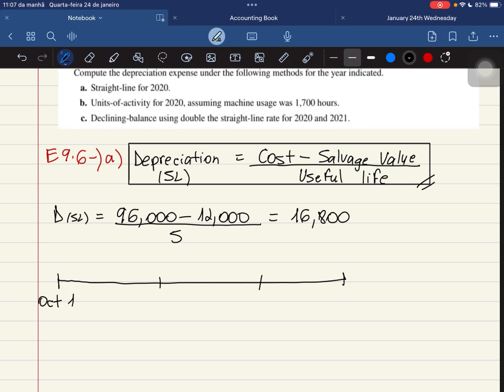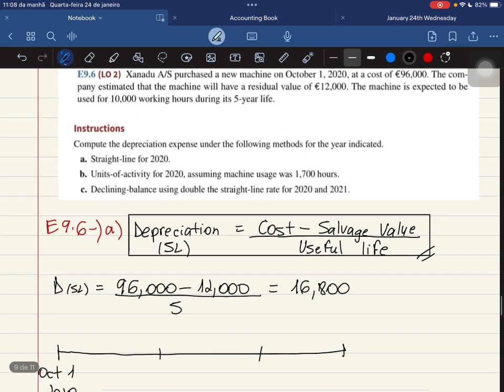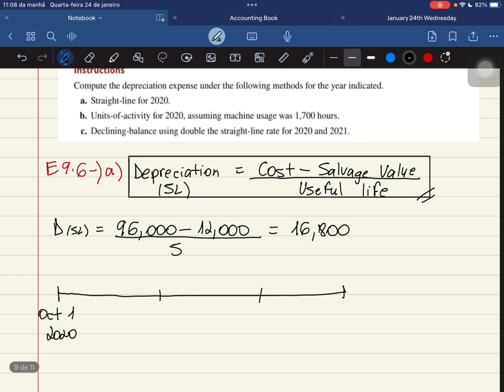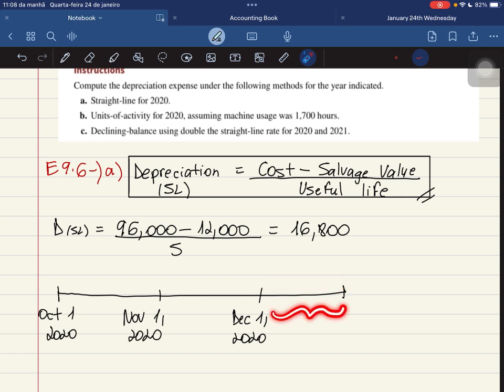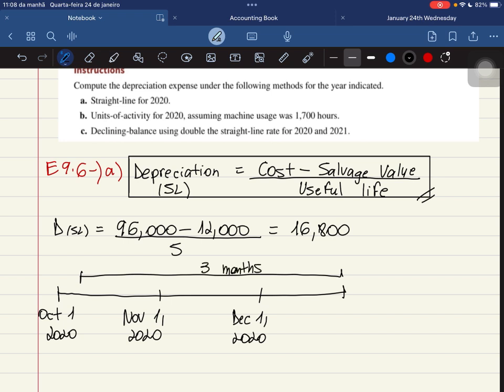We bought the machine on October 1st of 2020, right? So we have to calculate the depreciation until the end of the year 2020. So it would have October, November, and December, right? But since we bought it on October 1st, we have to count November 1st and December 1st. But what about this time here, from December 1st to December 31st? Well, this is actually exactly 1 month, right? So from October 1st to December 31st, we actually have 3 months that have passed.